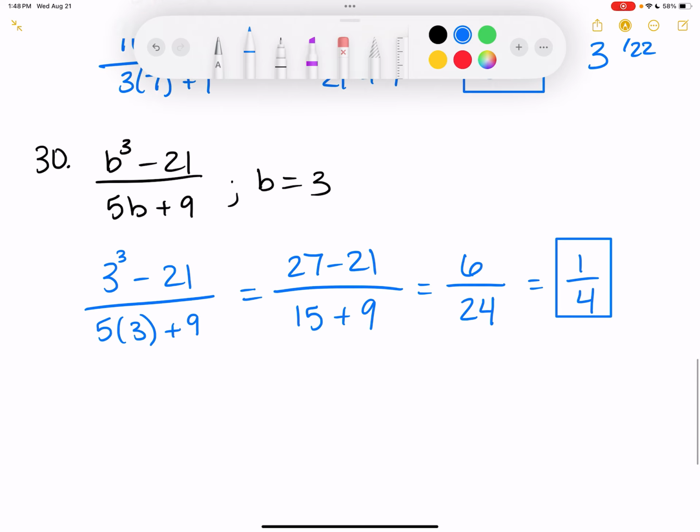All right, any questions on any of that? All right, then your problems are 3 through 29 odd. There's plenty of time. If you do not finish before class is over, which you should have time to, it's not due tomorrow, it's due Friday.